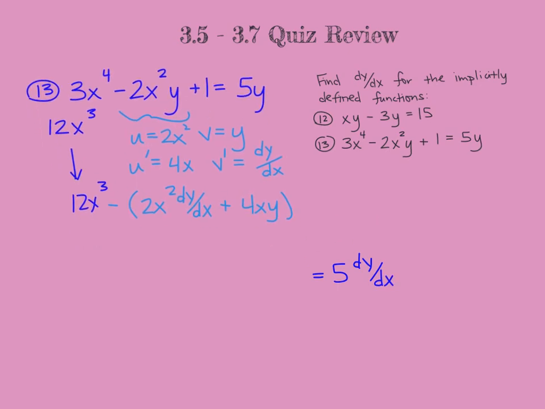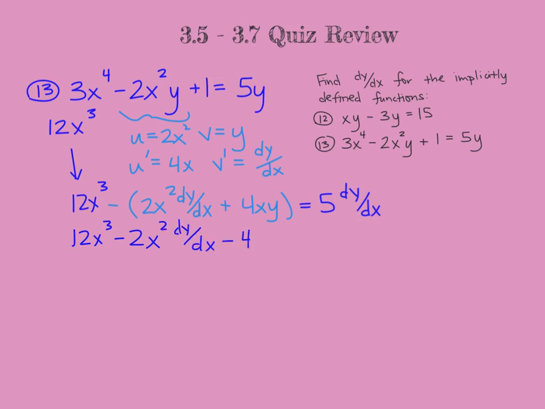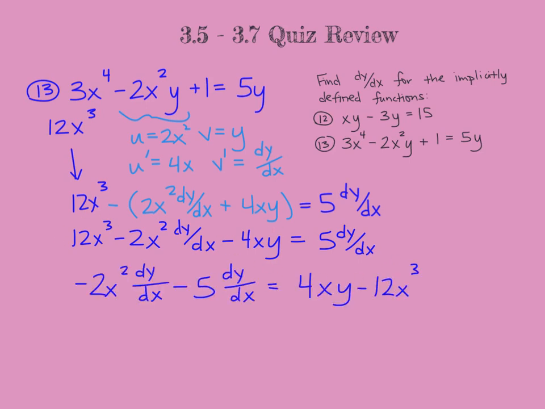So this problem has a little bit more going on. We need to distribute that minus sign through. So we'll have 12x cubed minus 2x squared dy/dx minus 4xy equals 5 dy/dx. So I'm going to do a little bit of algebra to get the terms with dy/dx on the left. So I'm going to subtract 5 dy/dx from both sides, and then move these terms without it to the right.